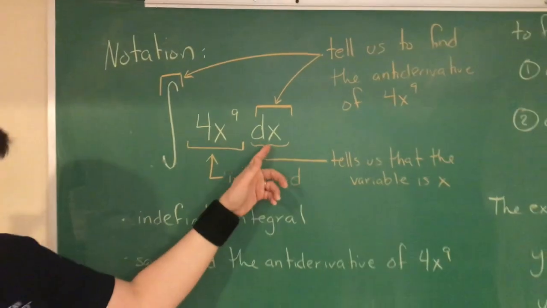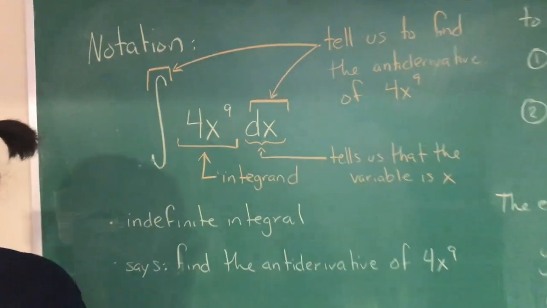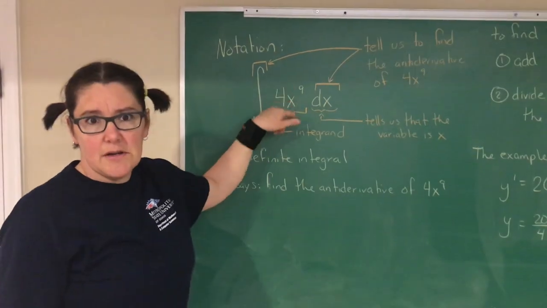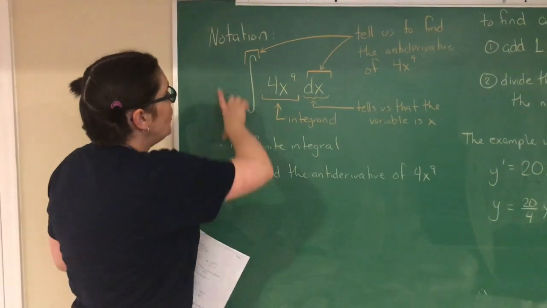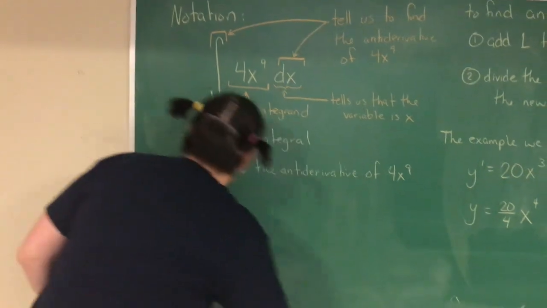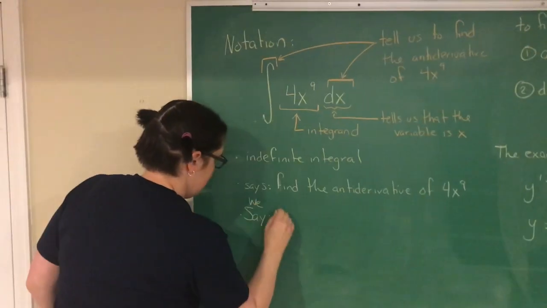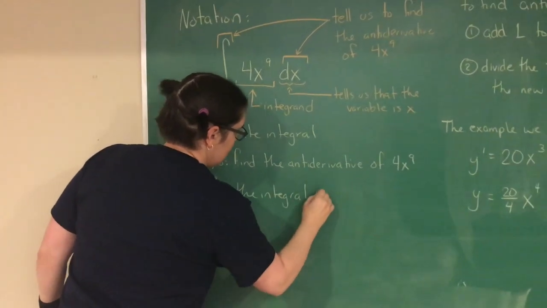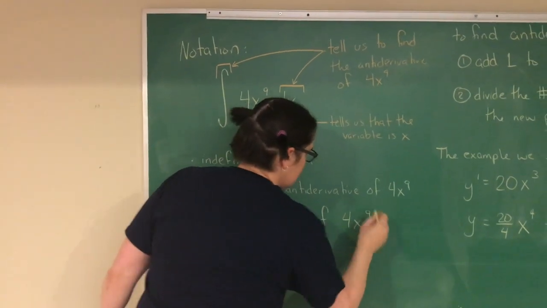Sometimes you'll see dt, that means the variable in the middle is t, or ds, or d whatever. Whatever that letter is next to the d, that tells you what the variable is for the function in the middle, also known as the integrand. This whole expression here we read as, the integral of 4x to the 9th.